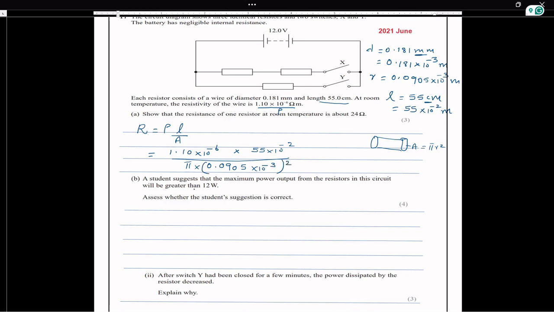And please use your calculator. On calculating, this is giving an answer of 23.5 ohms, the resistance, which is approximately 24 ohms. So we are getting the expected value. The question is show that it is 24. So we are getting the answer.